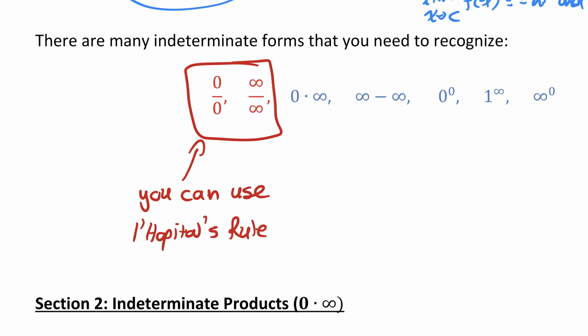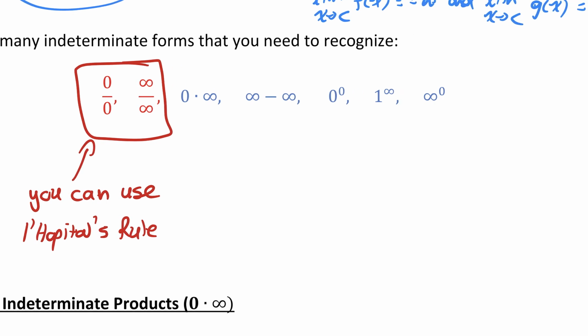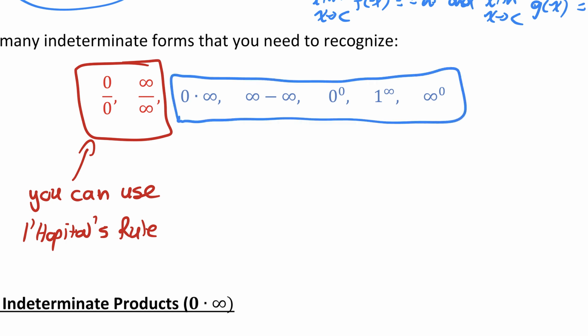But there are many other indeterminate forms you might get when trying to evaluate a limit. If we look at all these indeterminate forms, 0 times infinity, infinity minus infinity, 0 to the power of 0, 1 to the power of infinity, and infinity to the power of 0, those are all indeterminate forms. All of those forms don't tell us what the limit is, and they also don't even tell us if the limit exists. But for those forms, we're not allowed to use L'Hopital's rule.